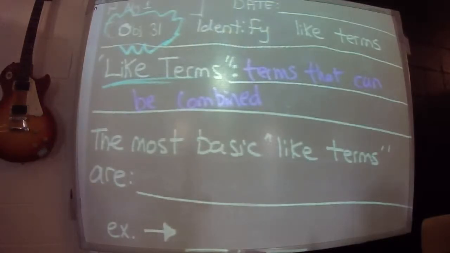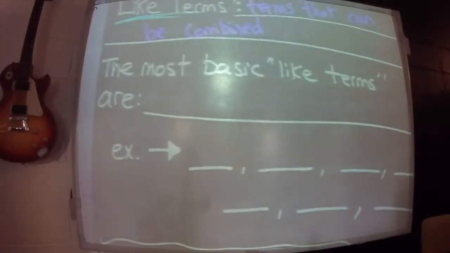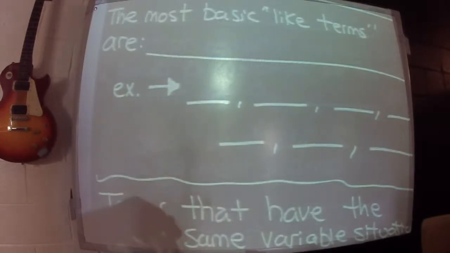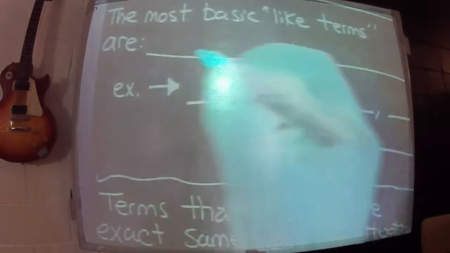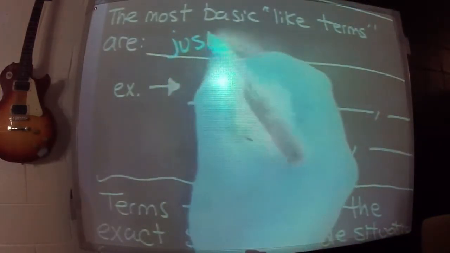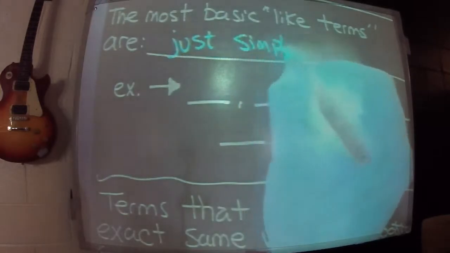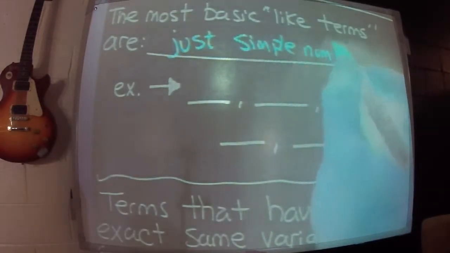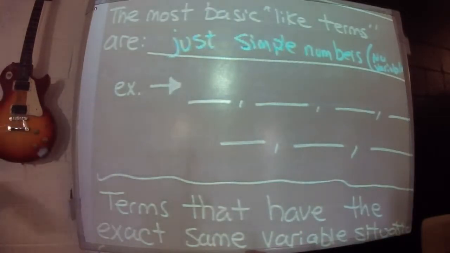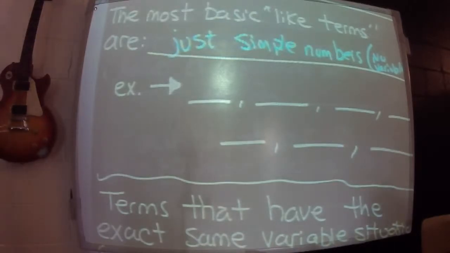Now the next thing was the most basic like terms. The most basic like terms are what? Just numbers. No letters on them at all. If you see anything that's a number that does not have a letter on it, it's going to be a like term. I don't care what it looks like. So the most basic like terms are just numbers. Simple numbers. No variable. If you see anything that does not have an X on it, it's a number. I don't care how ugly it might look, it's just a number.